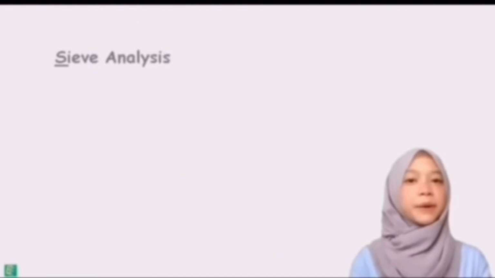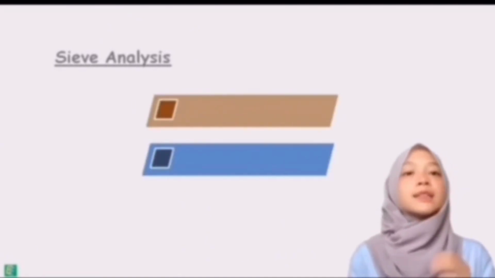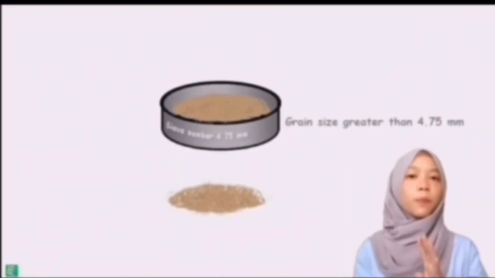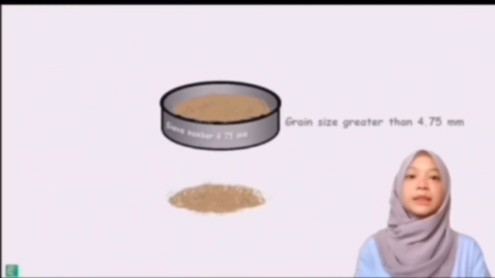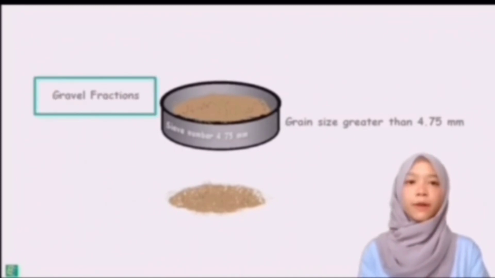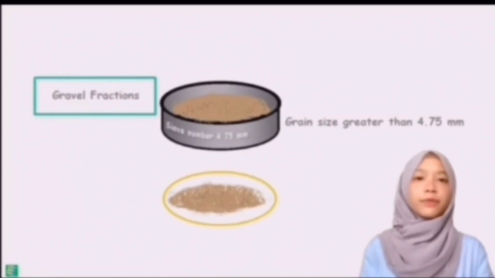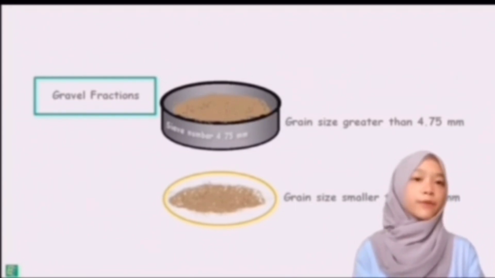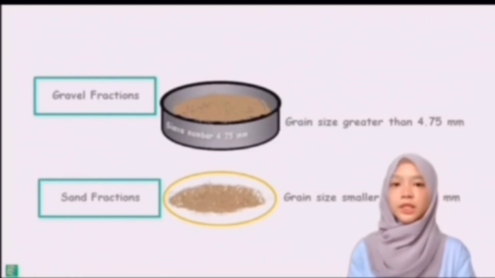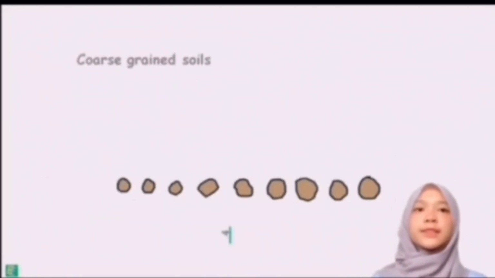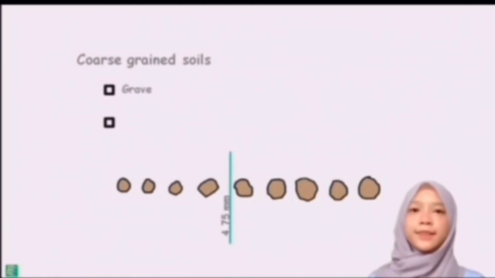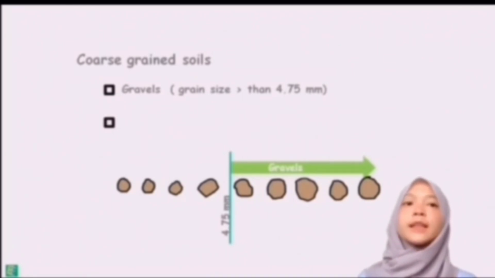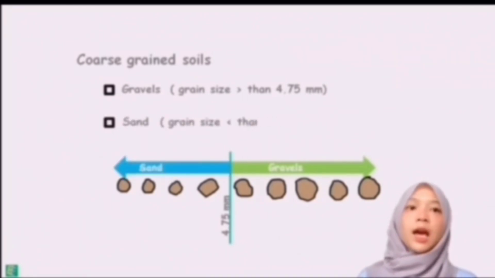I'm here to continue about the procedure of the sieve analysis. The sieve analysis is divided into two types, namely dry and wet. The sieve number is 4.75 mm. The portion with grain size greater than 4.75 mm is called the gravel fraction. The portion of soil with grain size smaller than 4.75 mm is called the sand fraction. This way, coarse grain soil is divided into two categories: gravel, having grain size greater than 4.75 mm, and sand, having grain size smaller than that.